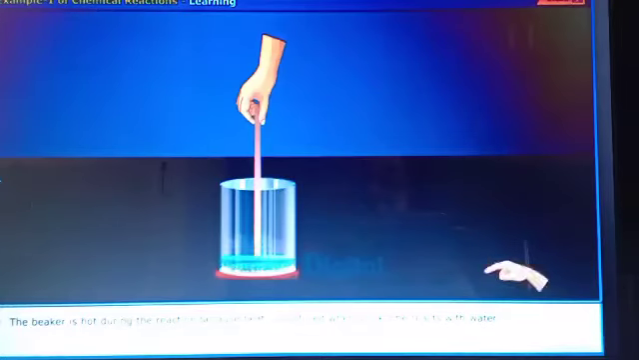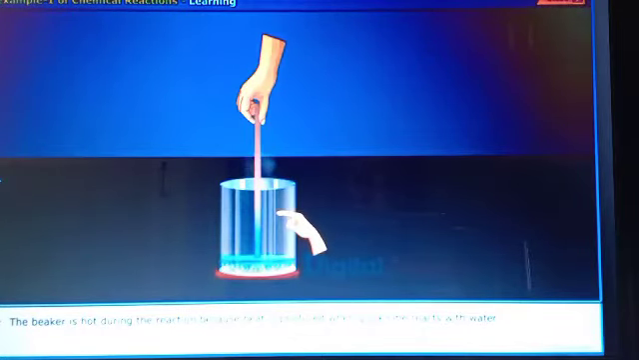Now what have we learned from this, or what is the outcome of this process? The beaker is hot during the reaction because heat is produced when the quicklime reacts with the water. The colorless solution produced at the end of the reaction is basic in nature, as the red litmus paper turns blue.